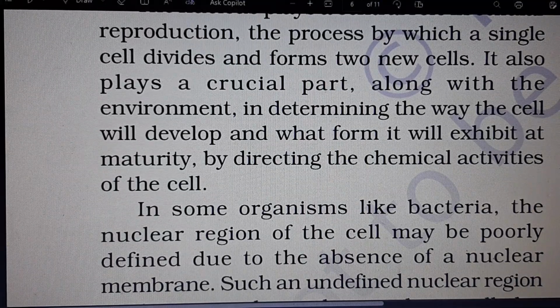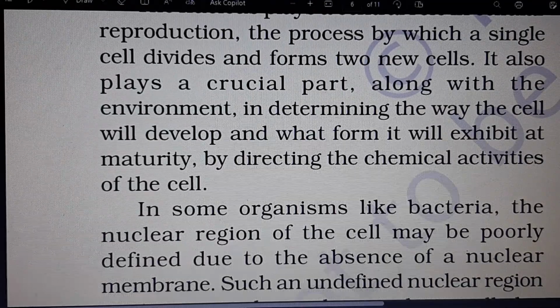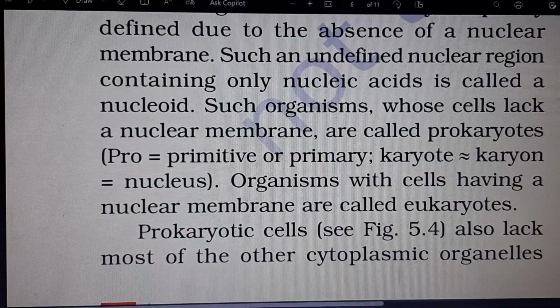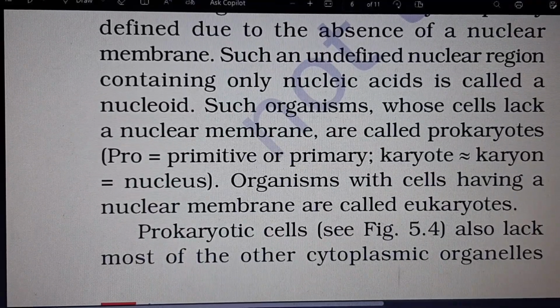In some organisms like bacteria, the nuclear region of the cell may be poorly defined due to the absence of a nuclear membrane. Such an undefined nuclear region, containing only nucleic acid, is called a nucleoid. Such organisms whose cells lack a nuclear membrane are called prokaryotes, or primitive nucleus. Organisms with cells having a nuclear membrane are called eukaryotes.